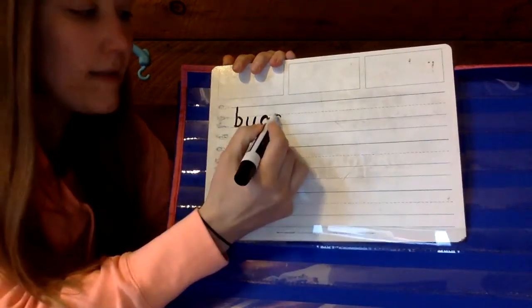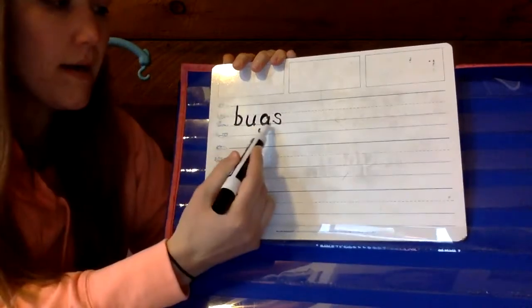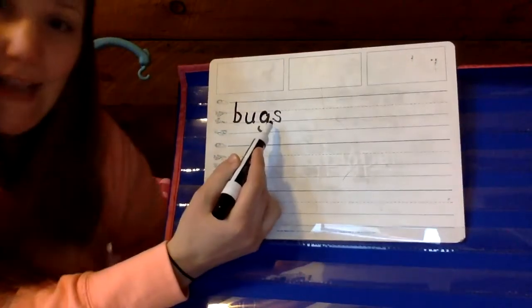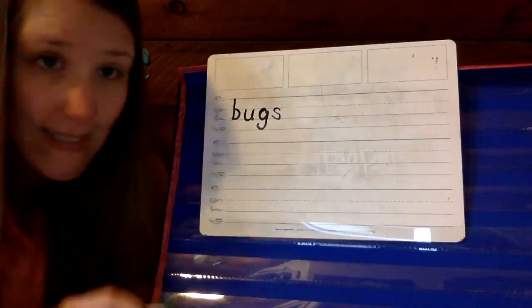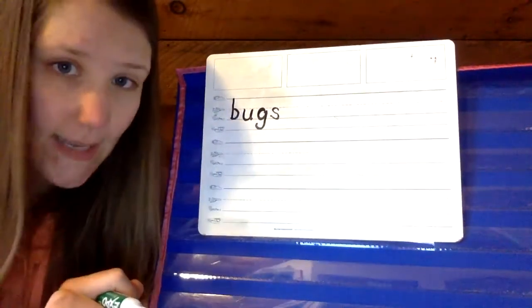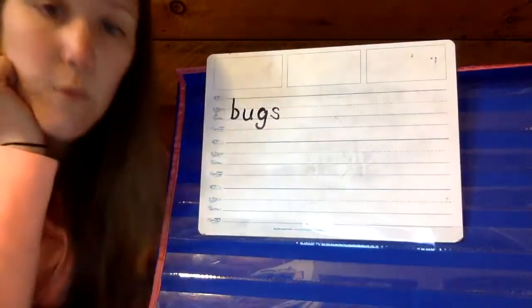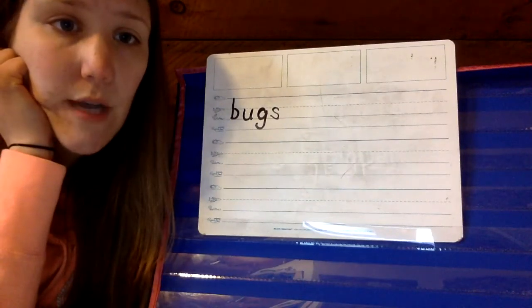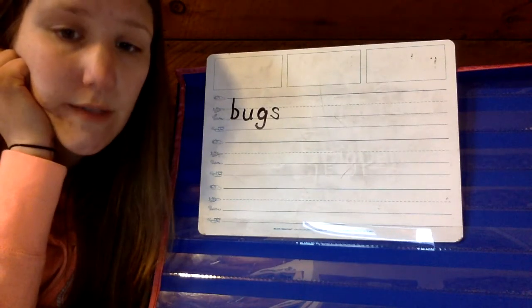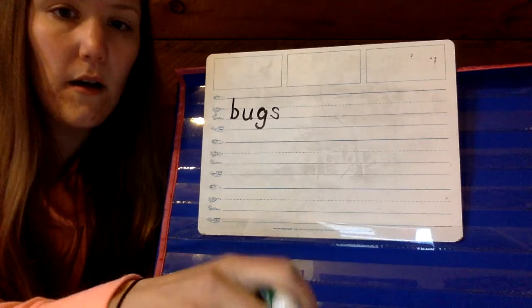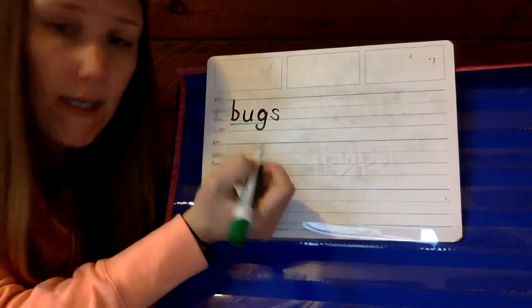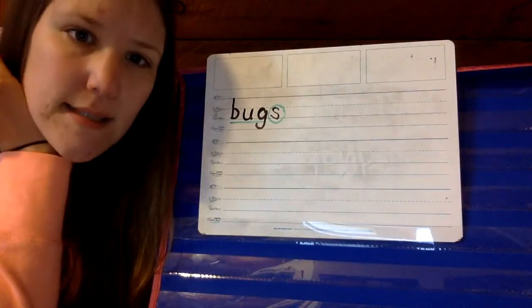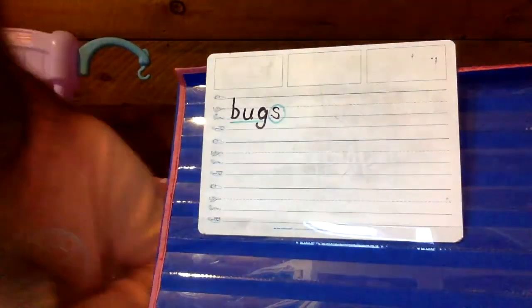Now I'm going to add that suffix S. Bugs. This sounds like a Z. Okay. It's still a suffix S. It just makes the Z sound. So go ahead, write this word on your board. Then I want you to underline the base word and circle the suffix. All right. So we're going to underline the base word, bug, and we're going to circle that suffix S that sounds like a Z. Bugs. Beautiful. Next word.